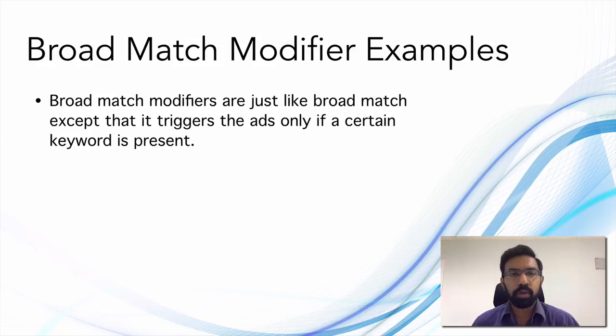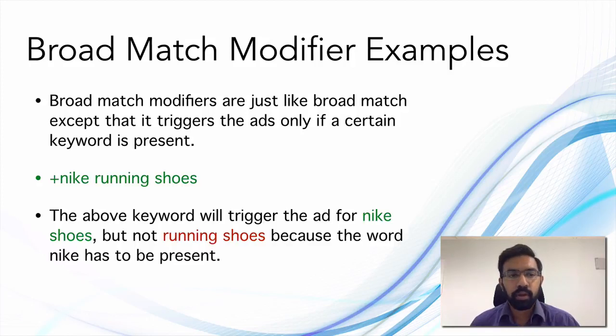Broad match modifiers are just like broad match, except that it triggers the ad only if a certain keyword is present, and that certain keyword is indicated by a plus sign. So let's say the keyword is plus Nike running shoes. Here the above keyword will trigger the ad if someone searches for Nike shoes, because the term Nike is present in the keyword. But it will not trigger the ad if someone is searching for running shoes, because the word Nike has to be present, because we have put a plus sign at Nike, right? So this is not the same as phrase match or broad match. It is somewhere in between broad match and phrase match.